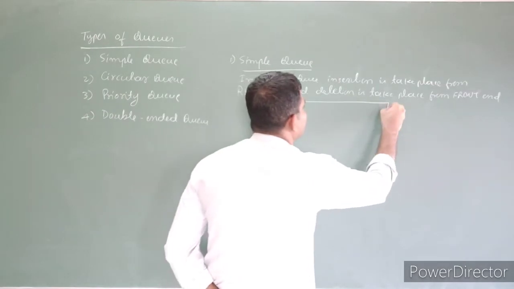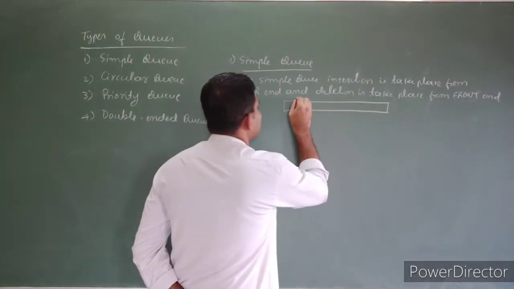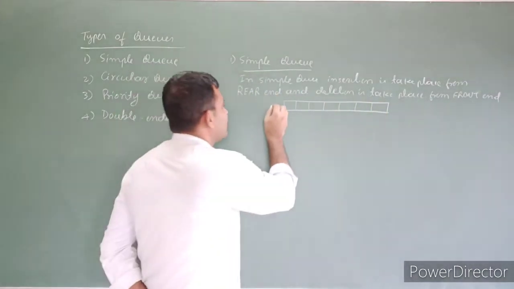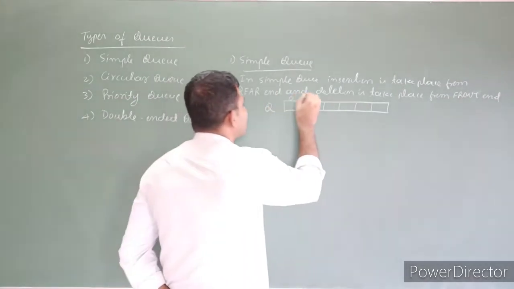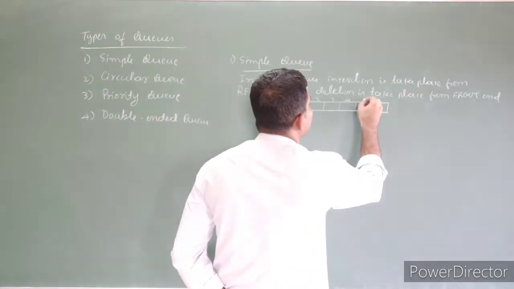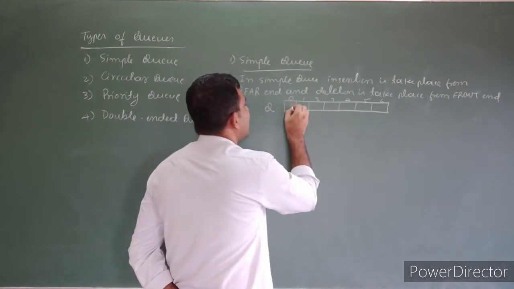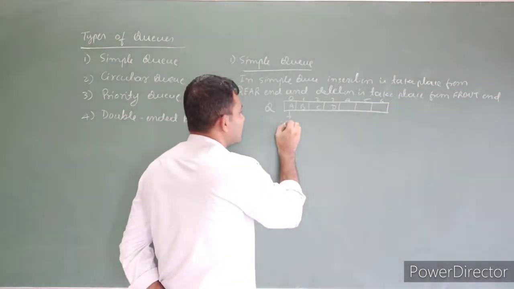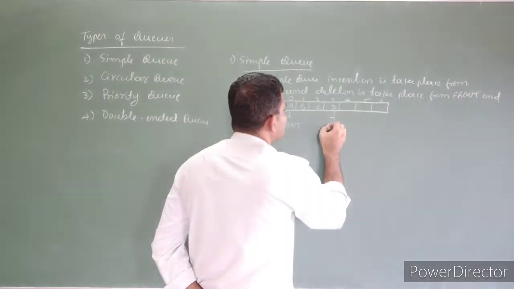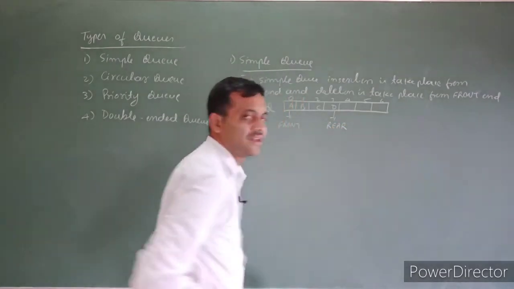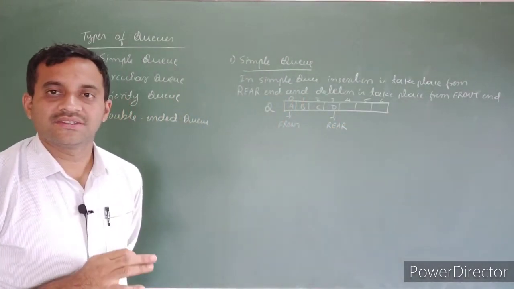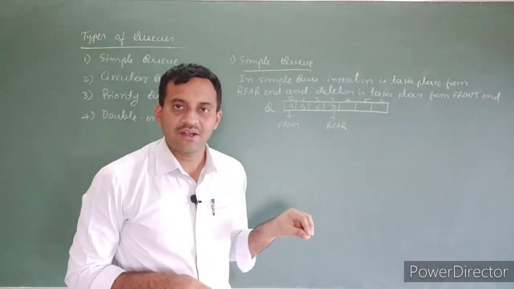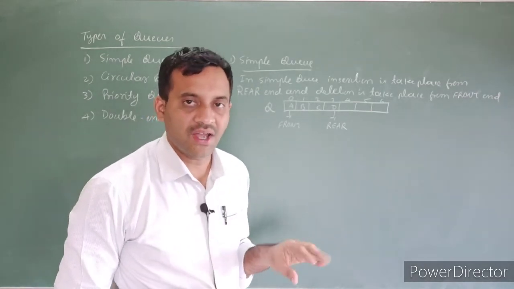Let's see the diagram. It is an ordered collection of elements. The name of the array is queue. 0, 1, 2, 3, 4, 5, 6 are the index values. A, B, C, D are the elements. Then this is the front. The last one is the rear. Front and rear. So this is the example for simple queue. In a simple queue, insertion takes place from the rear end. Deletion takes place from the front end.